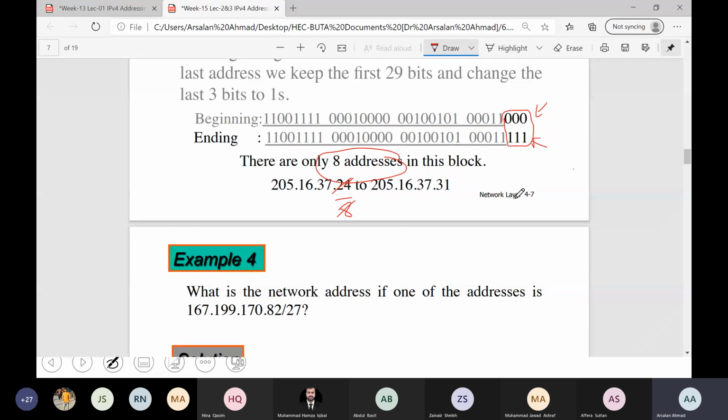Now the block has an entire range, a starting address, a beginning address, and an ending address, but someone has just picked one address in the middle of the block. And by just looking at this one address, can you tell the network address? Yes, you can. So please go ahead and calculate it.